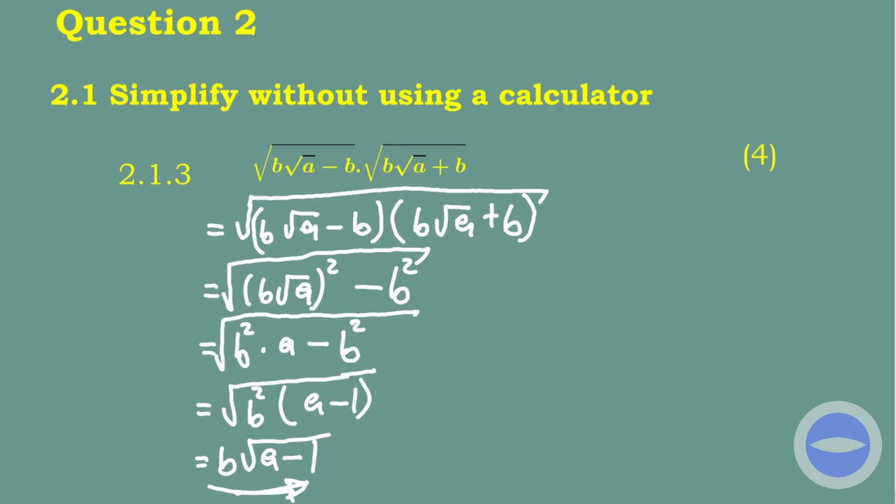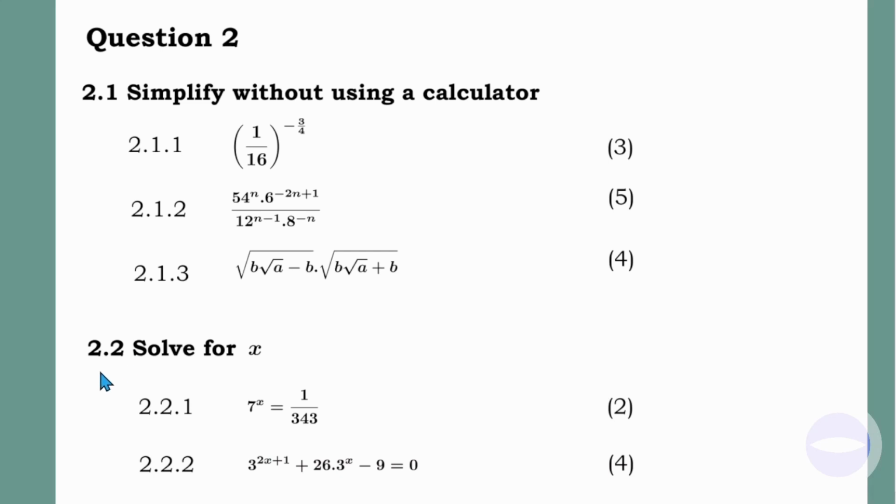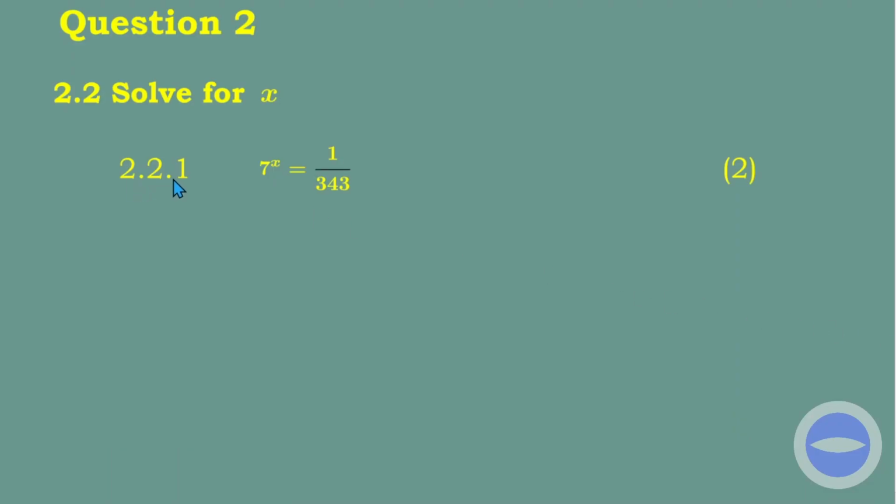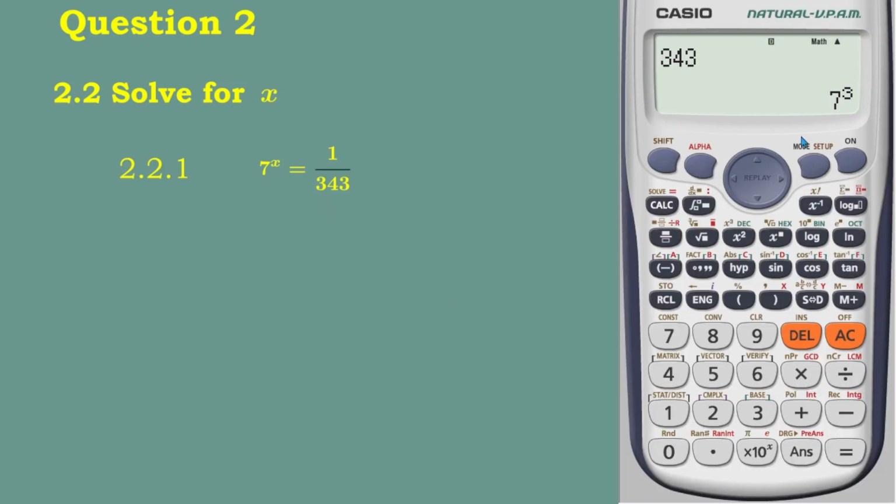Then let me go to another next question. Next question is 2.2. Say solve for x. So this time we solve for x, we are not simplifying. 2.2.1 says 7 exponent x equals 1 over 343. So the first thing I have to know is what is 343. Then I will use a calculator. Let me bring the calculator.